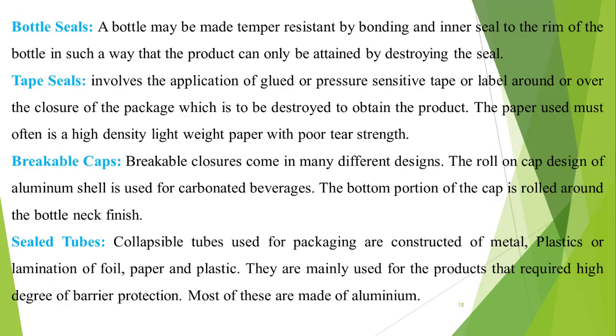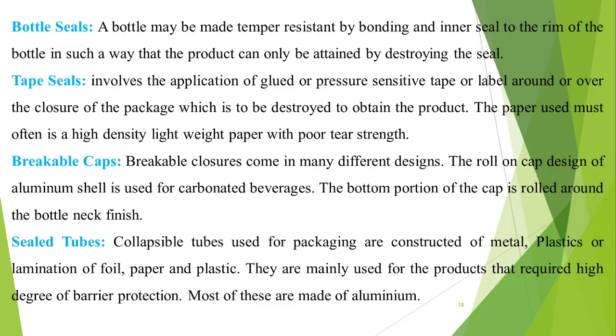Next is bottle seals. Already we have talked about it: whenever we are going to buy a bottle, you will find that it should be sealed. A bottle may be made tamper resistant by bonding an inner seal to the rim of the bottle in such a way that the product can only be obtained by destroying the seal. As we know, all the medicaments should be properly sealed before we break the seal once we bring it home for use.